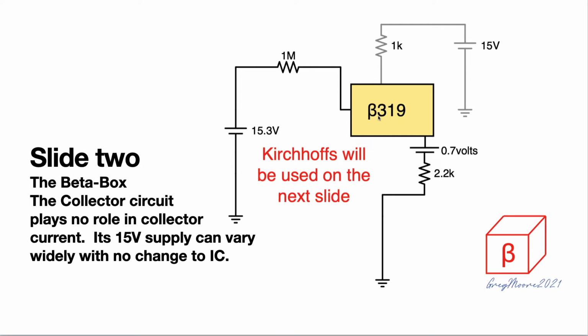Here's our beta box. Beta 319, base, emitter with the 0.7 volt barrier potential shown, and I've used a grey colour in the collector circuit because the collector circuit has no importance at all on the collector current when the transistor is operating in the active region. In the second video, I'll look at saturation and we'll see how we use the beta box there, and the fact that we have to do some alternate calculations for the collector circuit.